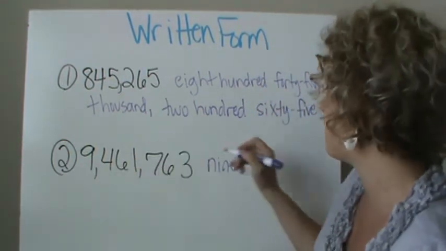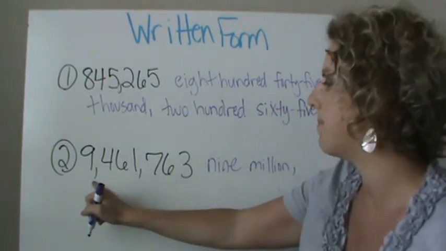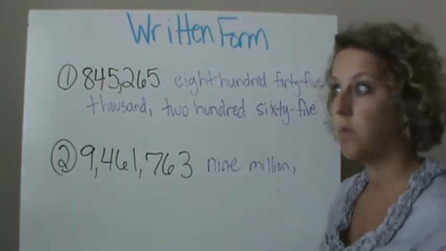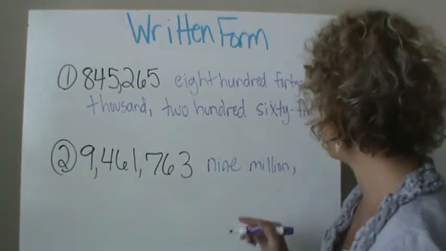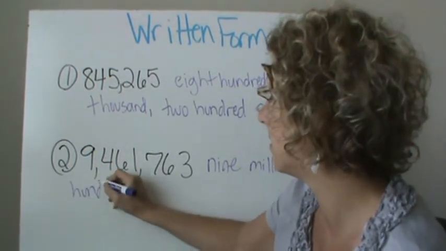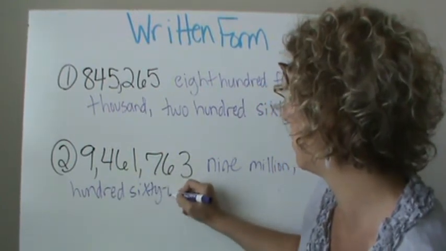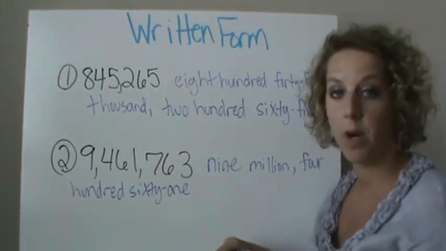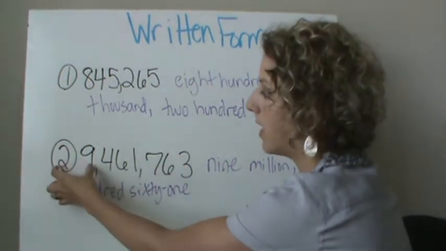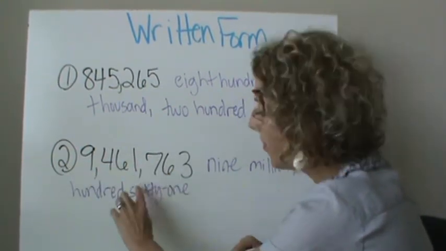So I'm going to say 9 million, comma, to keep my place. Then I'm going to cover up everything except for the 4, 6, and 1, 461. And remember, just like with 9 million, you have to tell us where that place is. So it's 9,461,000.